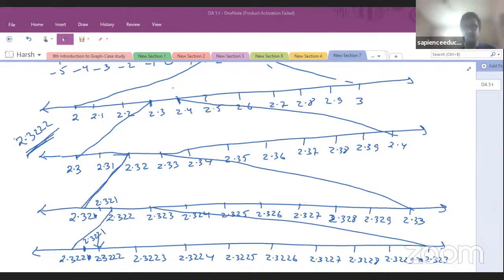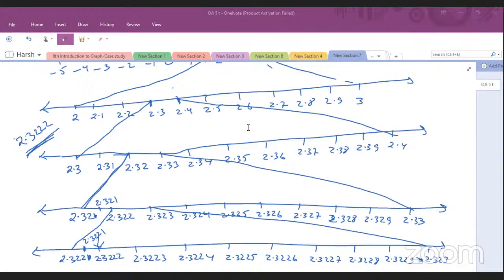So number system. Anyone has any doubt anywhere? Tell me. If you have any concern, any questions which you couldn't follow. Okay, very good.